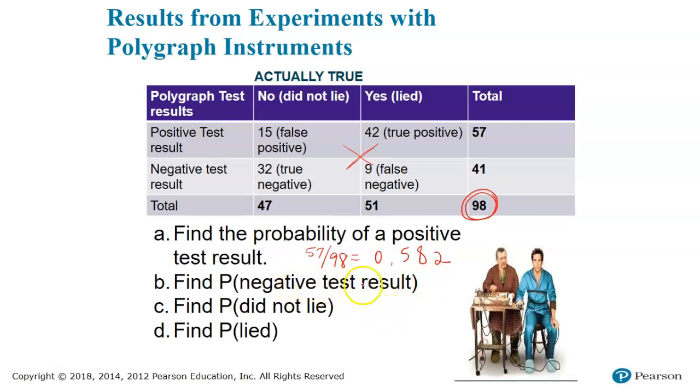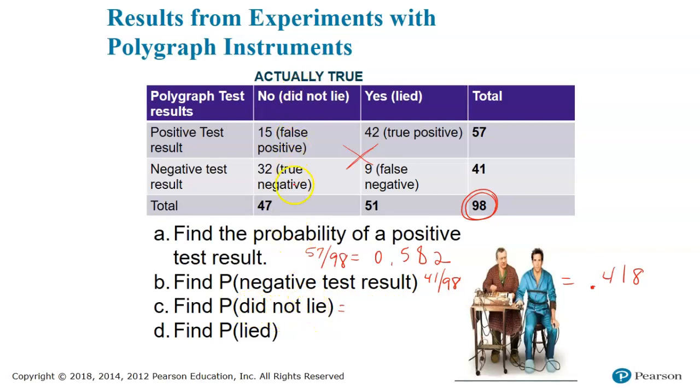Okay, the probability of a negative test result is going to be 41 out of 98. And I'm going to write that over here, it's going to be 0.418. Notice I'm rounding these to 3 significant digits. These happen to also be 3 decimal places, but 3 decimal places and 3 significant digits will not always be the same.